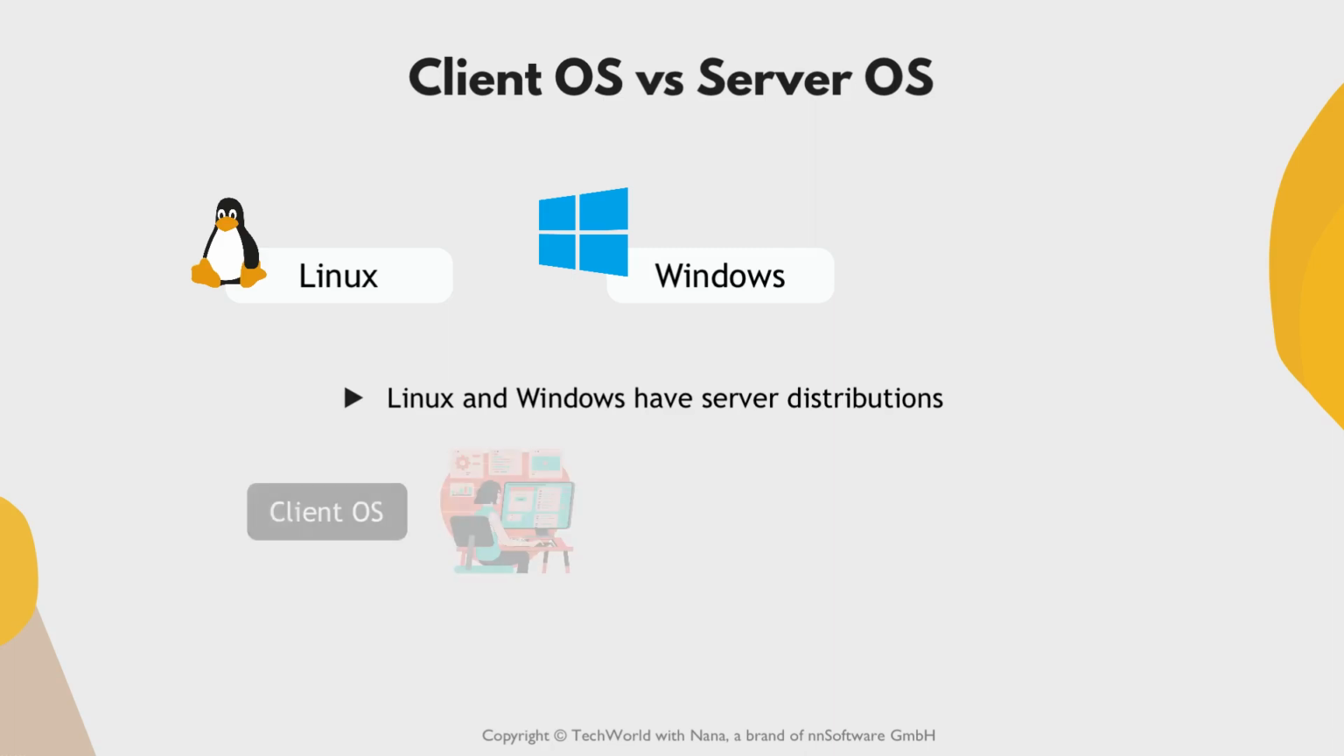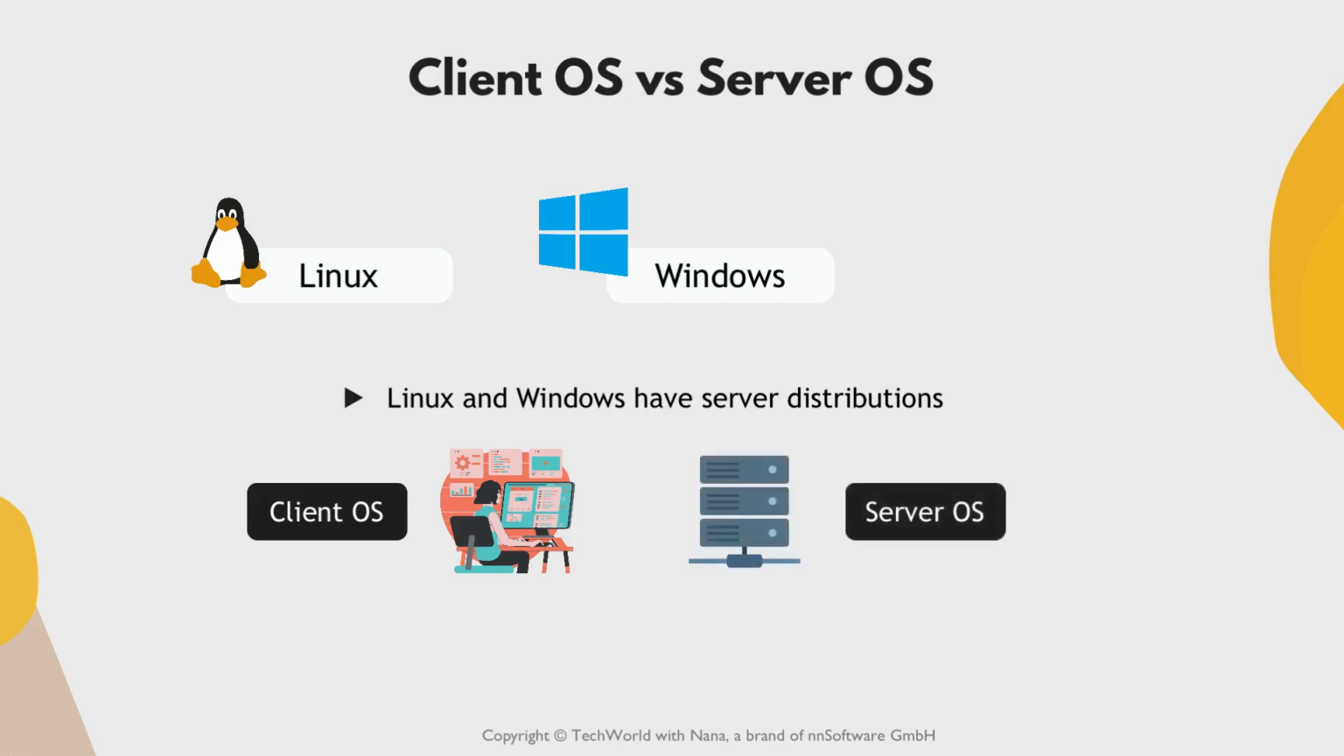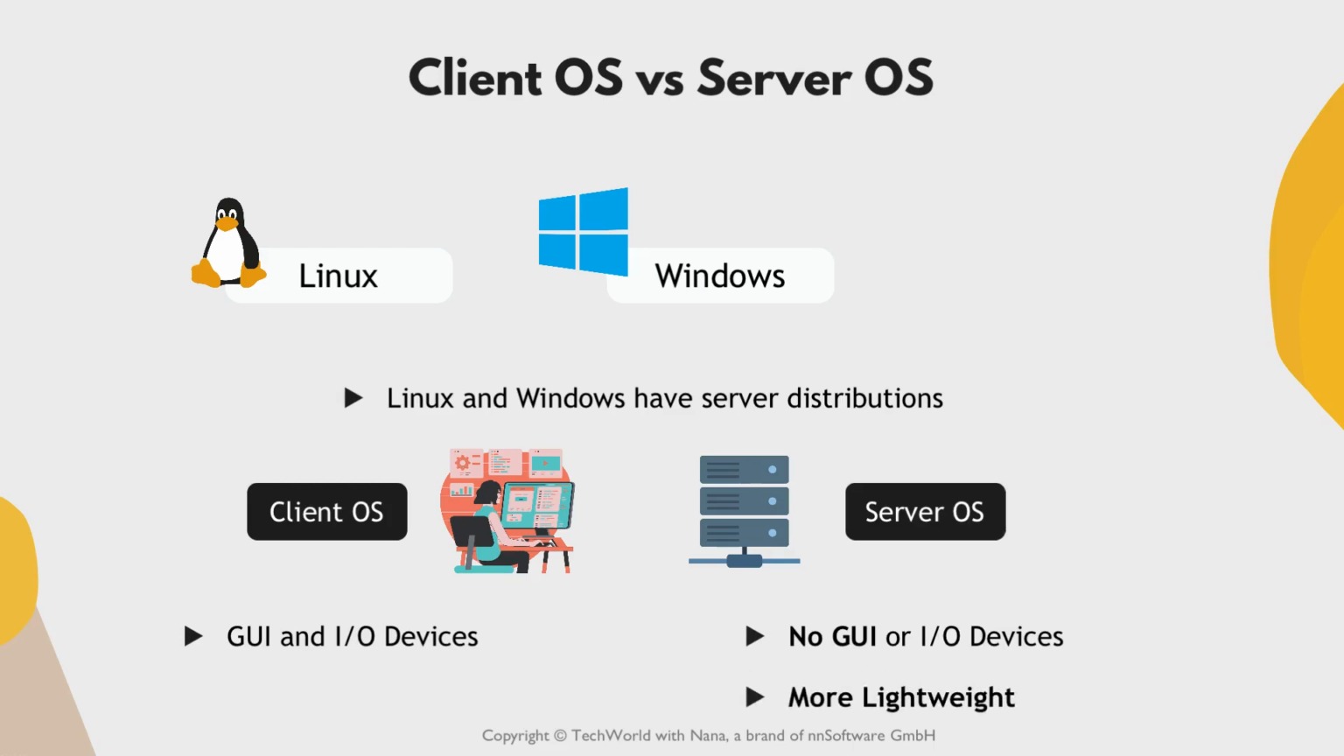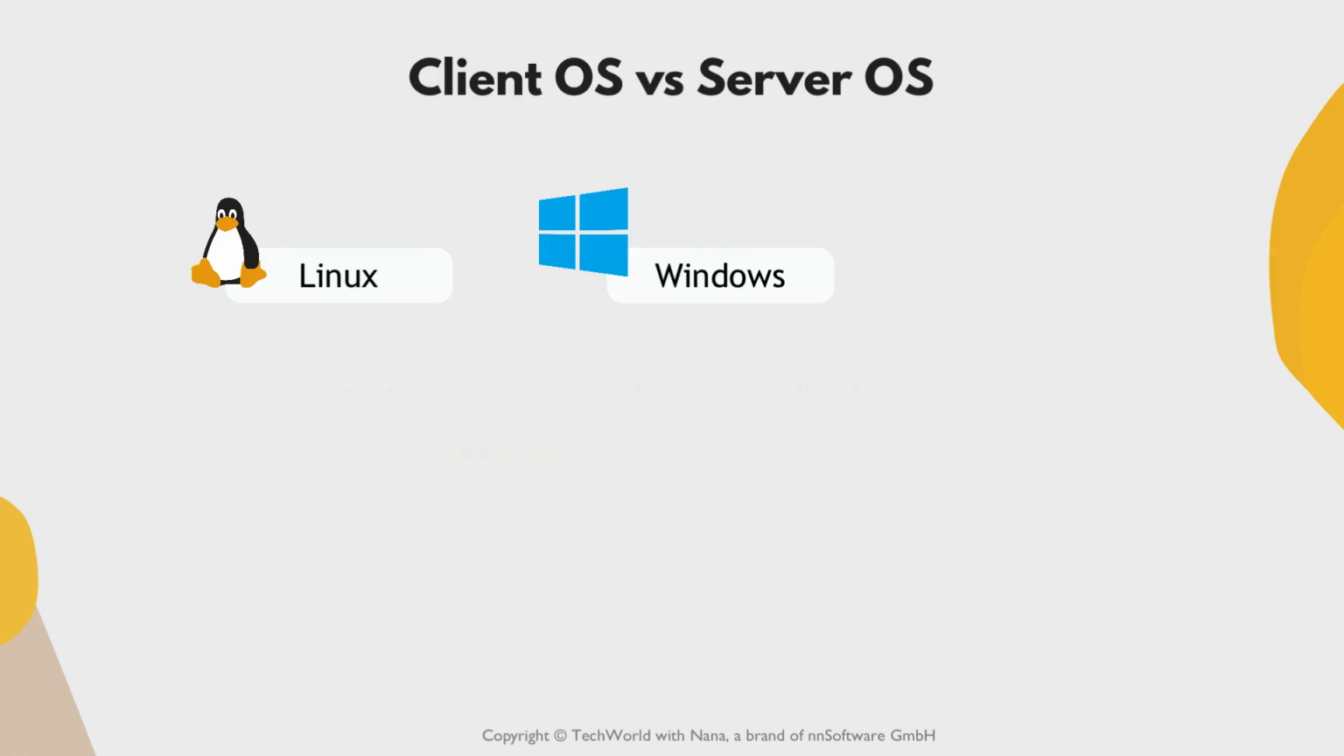So desktop or client operating systems power laptops or computers for personal use with a nice graphical user interface and I/O devices, and computers for running applications that the public can access are powered by server operating systems, which usually have no graphical user interface or I/O devices. You just log into them with the command line and administer the computer, like install and configure things from the command line. So server operating systems are more lightweight and use the hardware resources more efficiently by running only the needed resources.